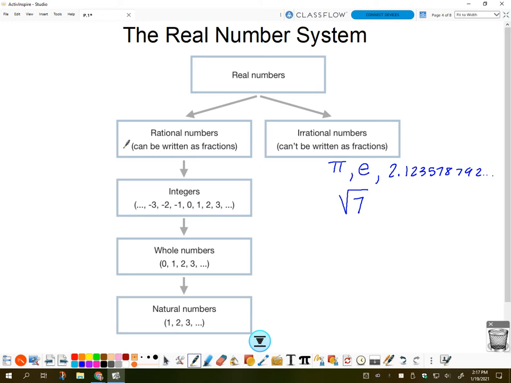So rational is anything that can be written as a fraction. So like 1/2, or just the number 2, or 2.5. All of those are things that I can write as a fraction, or the square root of 9, because that's really just the 3.